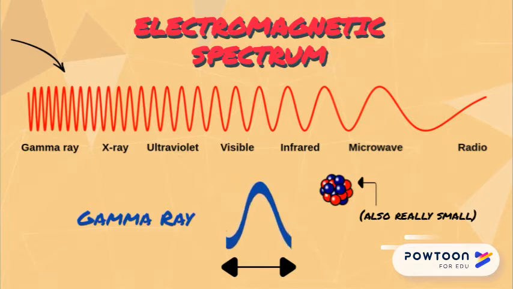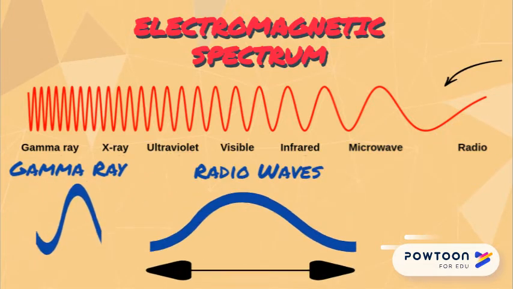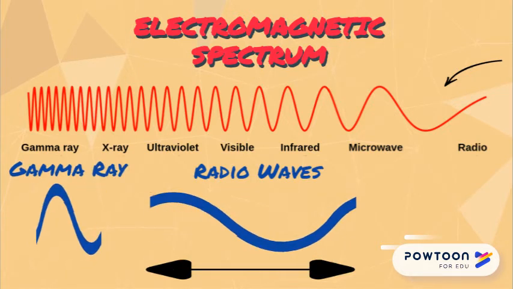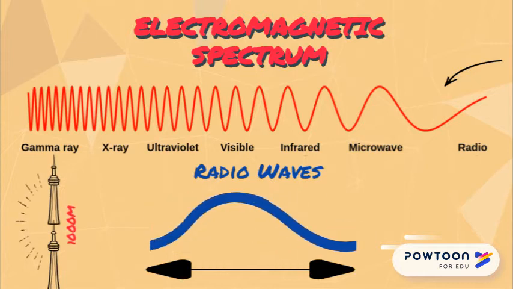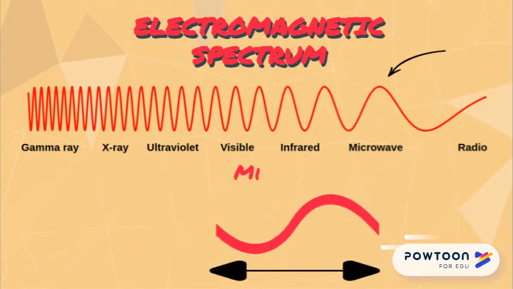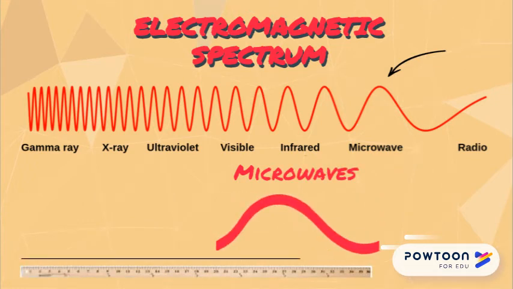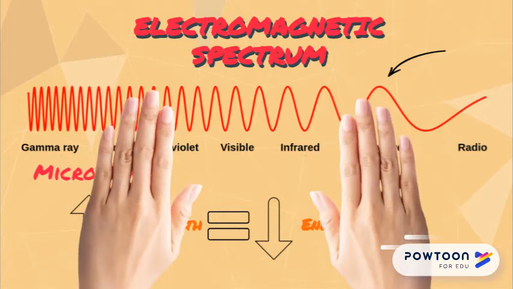nucleus. On the other end of the spectrum, we have radio waves, which are the longest of the wavelengths. These wavelengths are usually around 1,000 meters, which is proportional to the size of two CN towers stacked on top of each other. Microwaves fall just to the left of radio waves, with wavelengths ranging from 1 millimeter to a meter. Longer wavelengths correspond to lower energy, so microwaves have some of the lowest energy on the spectrum.